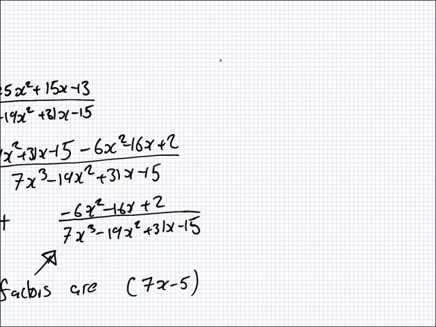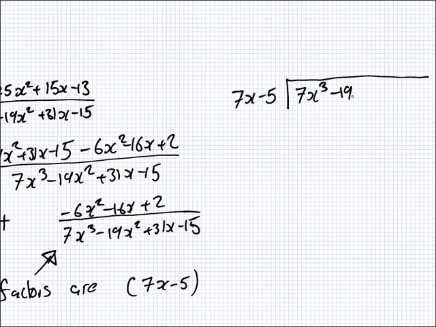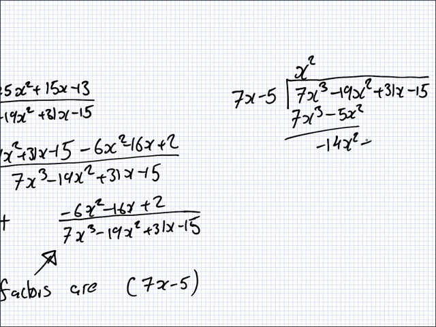Right, so we know the deal. We'll have to do 7x minus 5 divided into the cubic to get the other factor. So the first one here is obviously x squared. 7x cubed minus 5x squared. Subtract, and what's that? Minus 14x squared plus 31x minus 15. Right? So the next one has to be minus 2x.